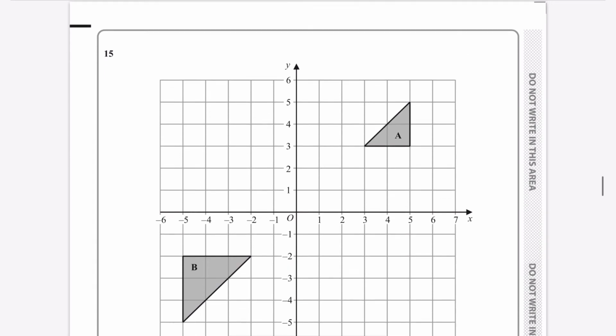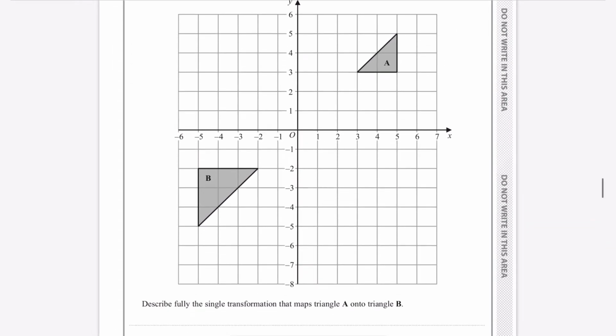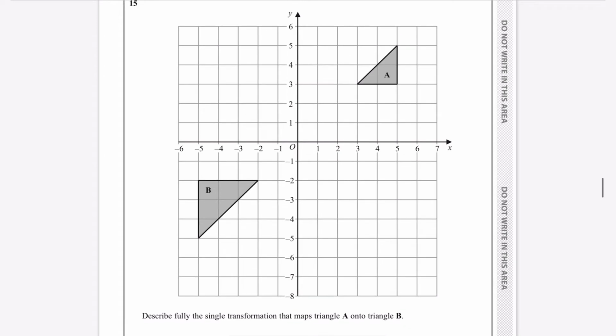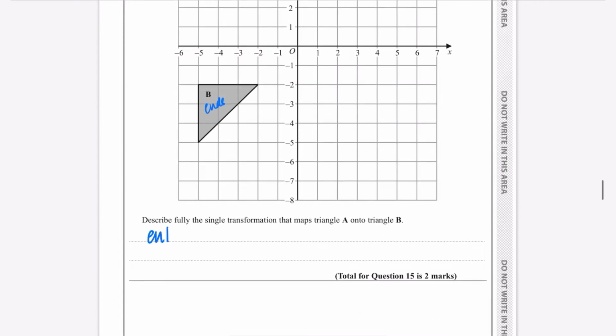Okay, question 15. It is a shape question, and it says, describe fully the single transformation that maps triangle A to triangle B. So this is the starting one. This is the one where it ends up. It ends up over here. So it looks like they've changed size. So there's a single transformation. The only one that allows them to change size is enlargement. So I'm definitely going to write down that it's an enlargement.